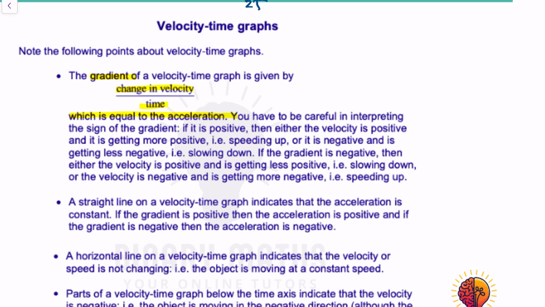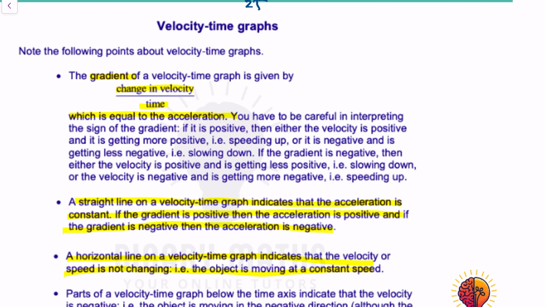If the gradient is negative, then either the velocity is positive and it's getting less positive, i.e. slowing down, or the velocity is negative and it's getting more negative, i.e. speeding up. A straight line on a velocity time graph indicates that the acceleration is constant. If the gradient is positive, the acceleration is positive; if the gradient is negative, then the acceleration is negative. A horizontal line on a velocity time graph indicates that the velocity or speed is not changing, i.e. the object is moving at constant speed.